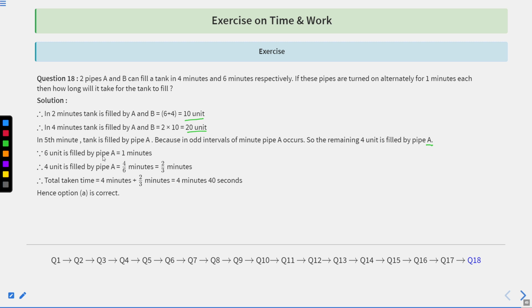Since 6 unit is filled by pipe A in 1 minute, and 4 unit is filled by pipe A, so it will be 4 upon 6 minutes, that is 2 upon 3 minutes. Therefore, the total time taken will be equal to 4 minutes plus 2 upon 3 minutes, that is 4 minutes 40 seconds. So the option correct here is option A.